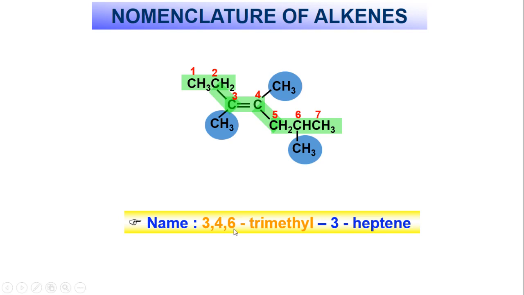So the name is 3, 4, 6. 3 to show where the position of the first methyl group is. Then you have 4 where the second methyl is. Then 6 where the third methyl is. Because there are 3 methyl groups, you're going to say trimethyl. And then 3-heptene.